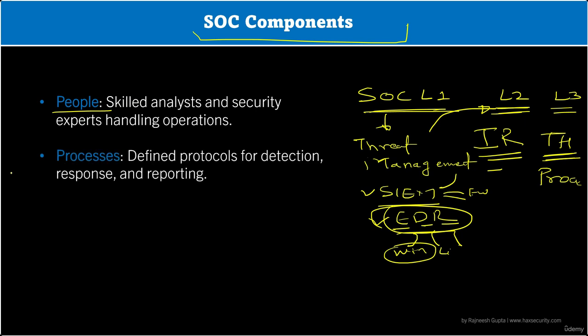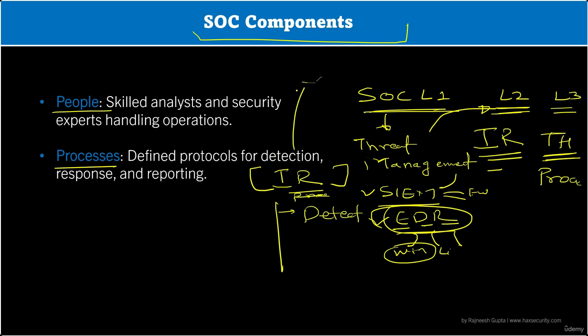Okay. Next, we have processes. Now, processes are very important. One of the very important processes is called the incident response process. In this process, we have multiple steps. First, of course, we have preparation, and this process is defined by many security bodies like NIST or SANS. Okay, they define what you should do if your network gets compromised or if you have any threats.